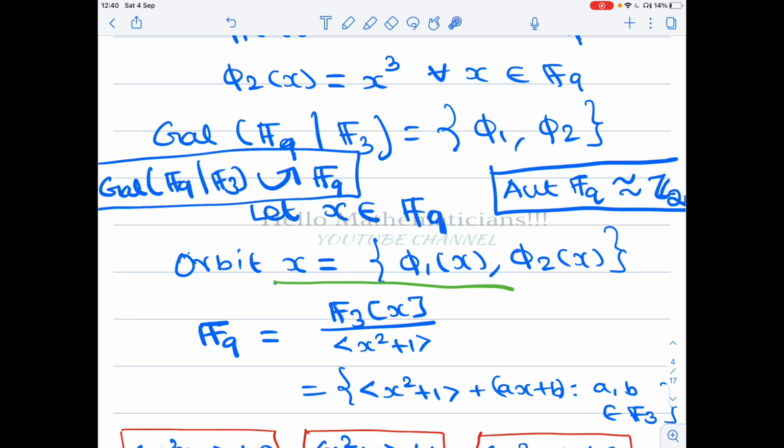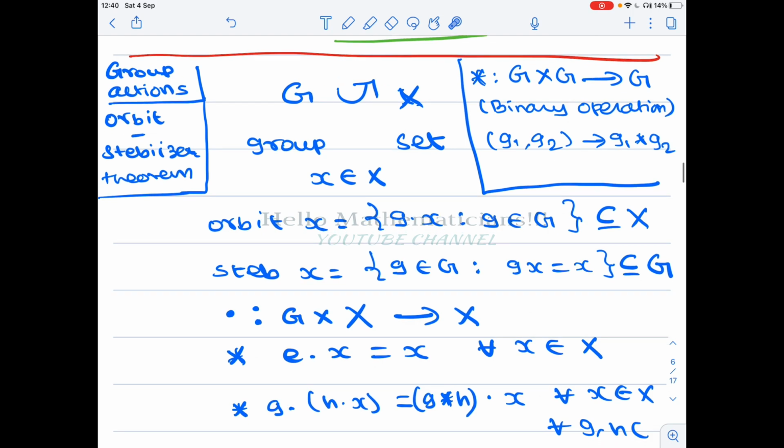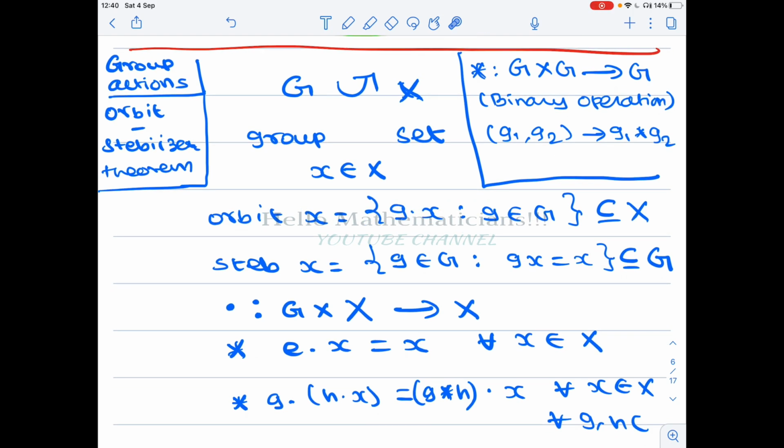By definition, this is a group acting on a set. To define an orbit, you have to take an element x belonging to the set, and the orbit is defined by acting on this element x with all the elements of the group G. So phi 1 and phi 2 are the only elements of the group. So the orbit of x equals phi 1 of x and phi 2 of x. Let's see how to use these two to count the number of orbits.